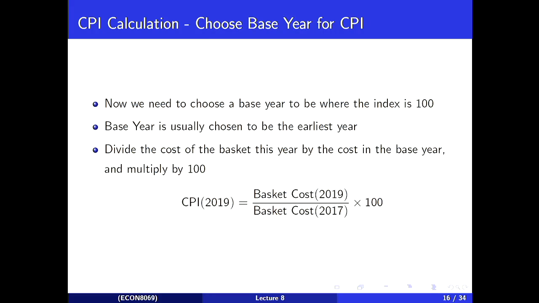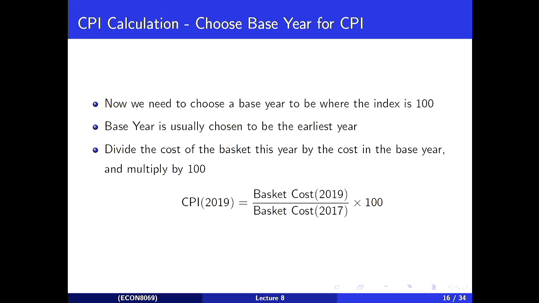Okay, so now that we have the basket cost, we want to turn our cost of baskets each year into an index, into a CPI. So we need to choose a base year. We're going to pick a year where the CPI is going to be 100. As before, we usually pick the earliest year, or 2010 if it's available, but basically we pick the earliest year. So the CPI in any particular year is the basket cost in that year divided by the basket cost in the base year times 100.